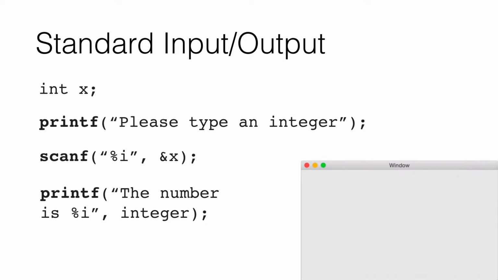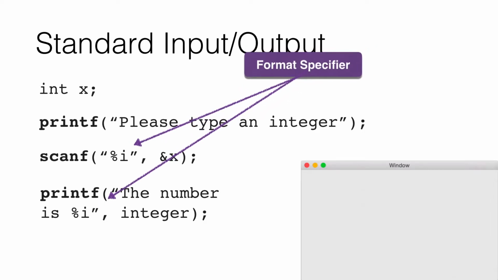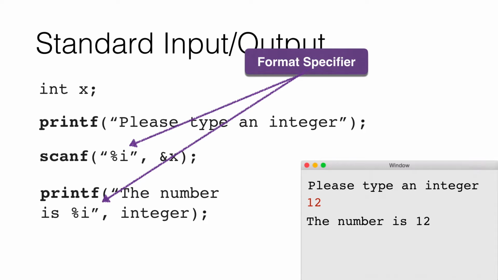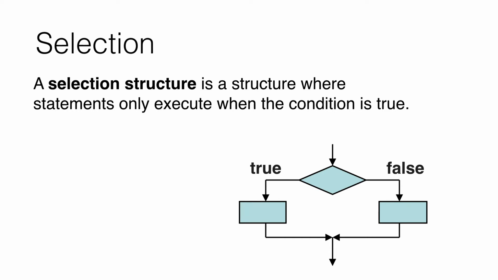Well, you may be asking, what does the %i stand for? The %i is a format specifier, which indicates the values received and displayed are integer type. When we try to run it, the first printf line will display "please type an integer". Here we input 12 using the scanf function, and then the last printf line will display our input, "the number is 12".